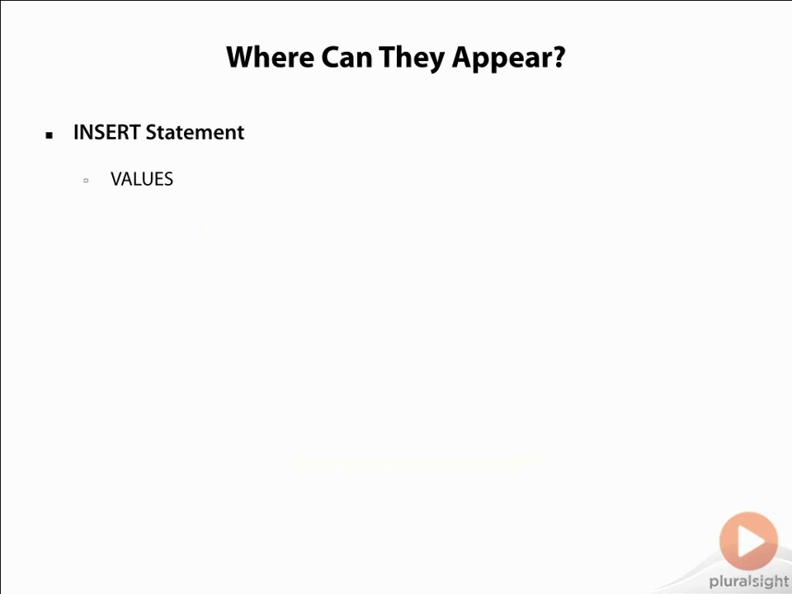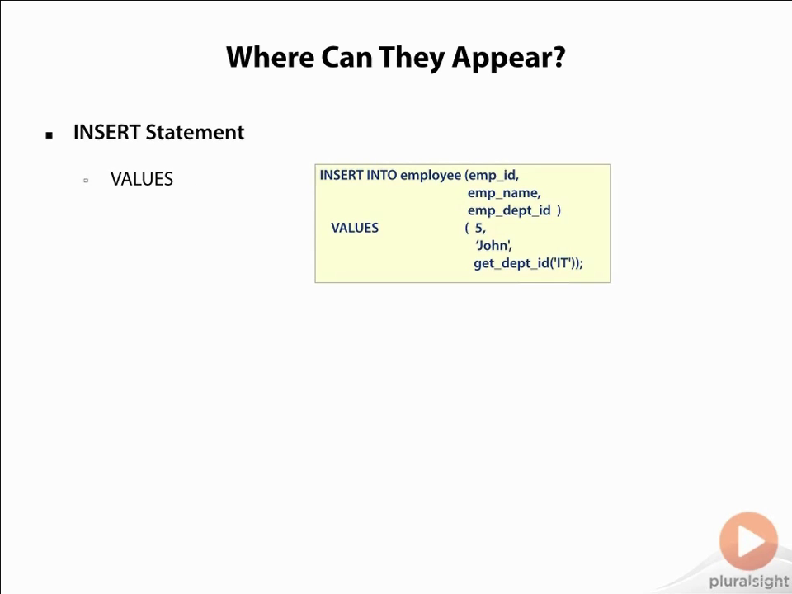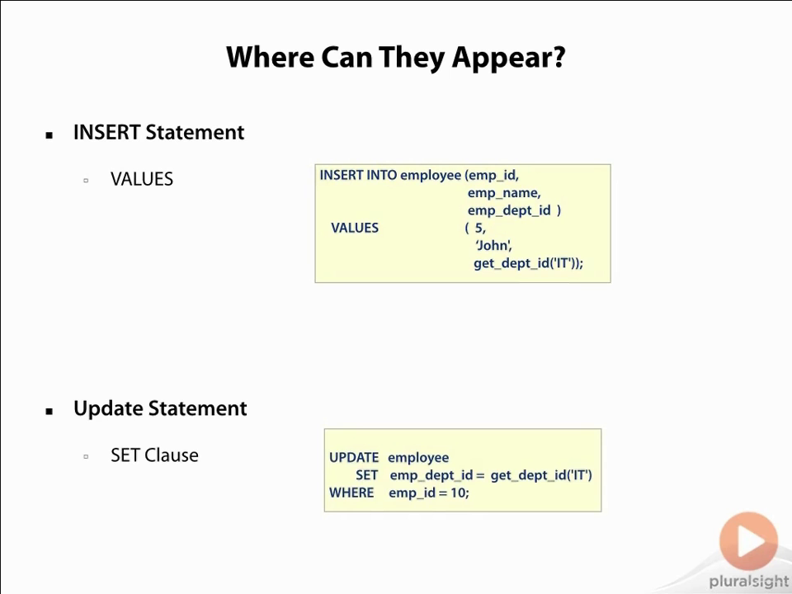They can appear as a part of the values clause of an insert statement. Here in this code snippet, I am inserting the empdeptid using the value returned by the function getDeptid, which takes the department name IT as an input parameter. They can appear in the set clause of an update statement. Here we are updating the employee table, setting the empdeptid to the value returned by the function getDeptid, taking in a parameter IT for employee ID 10.